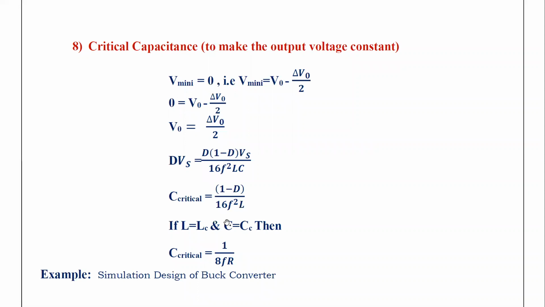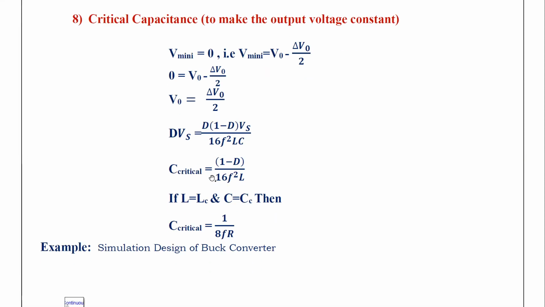And critical capacitance is also calculated from V minimum and V maximum values. As we have calculated the critical inductor value, the same value will be considered here. V minimum is taken as 0. Therefore, V minimum is equal to V naught minus delta V naught by 2, which is equal to 0, so V naught is equal to delta V naught by 2. And we know that delta V naught value is already calculated, and V naught is equal to D into Vs. Substitute the values here. From this, calculate the value of the capacitor: C critical is equal to 1 minus D divided by 16 into F square into L.